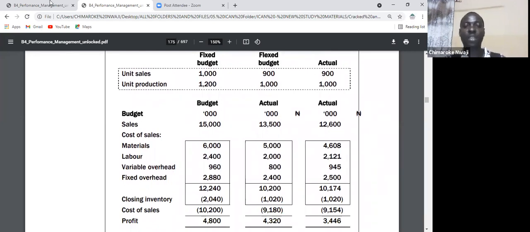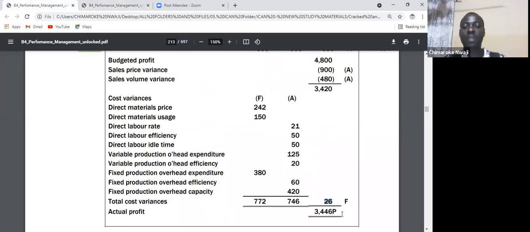Very good. So you see, we were comparing this fixed budget. We started with 480, and we arrived at 3,446. So we saw that it is the variances that explains the difference. So if your actual profit is not exact as what you got in your actual profit statement, then that means there's something wrong with your variances. That means one or two variances are not correct, because they should balance, all things being equal.